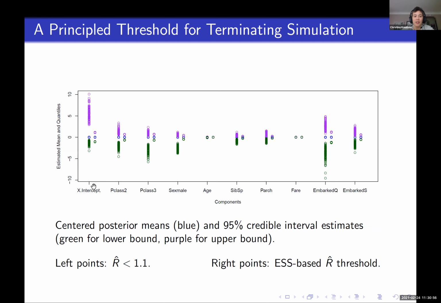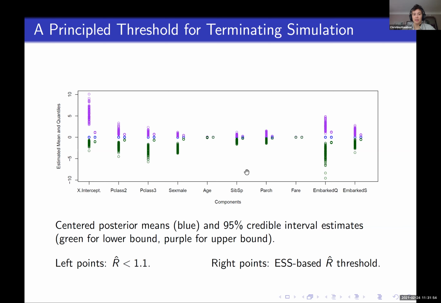Okay, then for each one of these, if we just look at, for example, the siblings and spouses one, we have 2 sets of points. The left set of points, the ones that are a little bit more spread out, are the points from terminating according to R hat less than 1.1. And then the right set of points, which are more tightly packed, are the points from the runs that were terminated according to the effective sample size based R hat threshold. And each one of these little circles represents one replication of our simulation. So each point represents one set of 5 chains that were run until hitting R hat less than 1.1, or until hitting our R hat less than the ESS-based threshold.